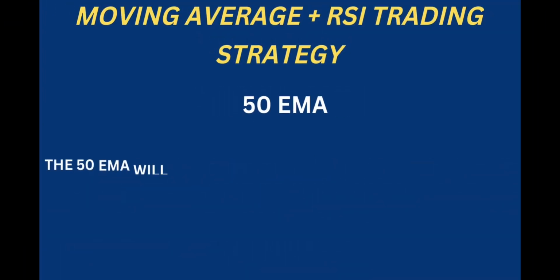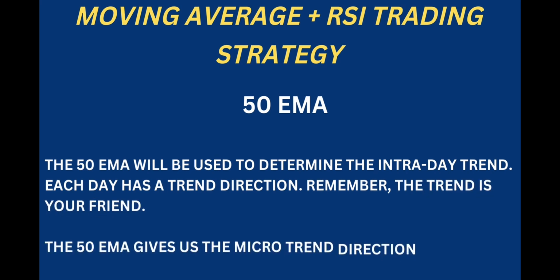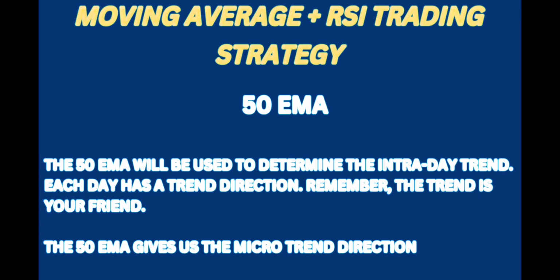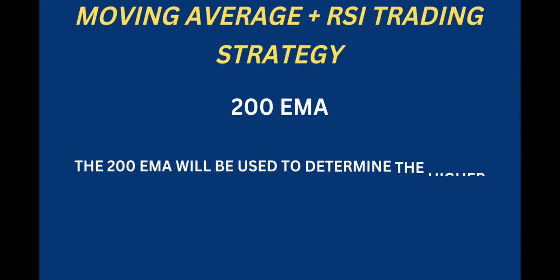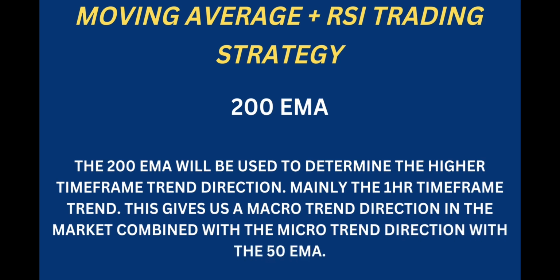The 50 EMA. The 50 EMA will be used to determine the intraday trend. Each day has a trend direction. Remember, the trend is your friend. The 50 EMA gives us the micro trend direction. The 200 EMA. The 200 EMA will be used to determine the higher timeframe trend direction. Mainly the 1HR timeframe trend. This gives us a macro trend direction in the market, combined with the micro trend direction with the 50 EMA.